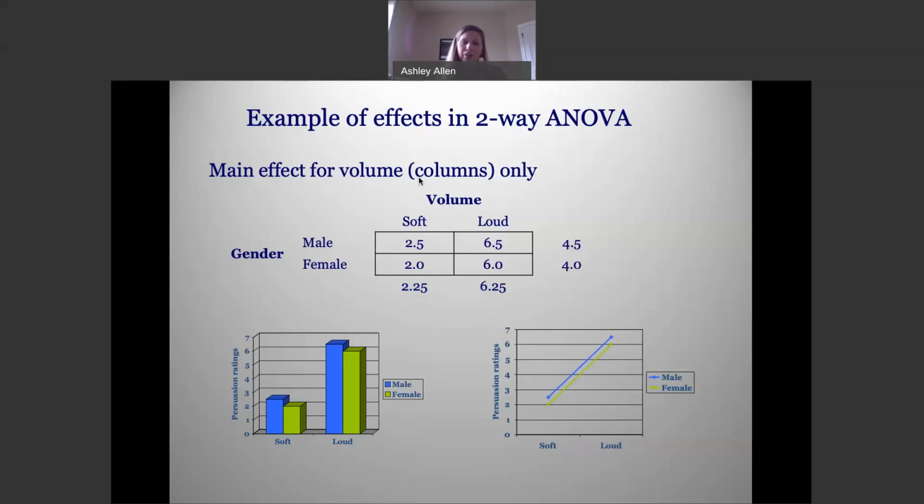Again, you can see that if you look at the columns too. So going from 2.5 to 2 and going from 6.5 to 6, both of those go down by 0.5 and they match. So no interaction is possible. And again, you can see that here, looking at your parallel lines, no interaction is possible. Anyway, so sad.